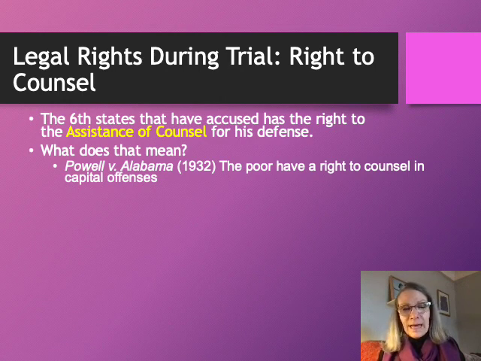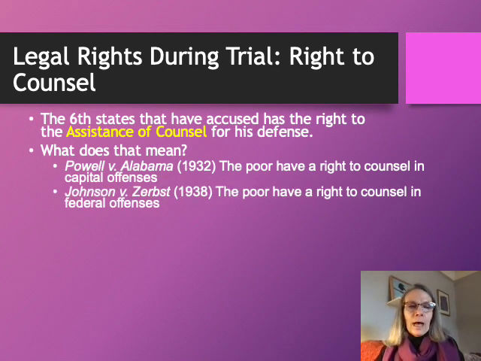And what the court said is that in certain circumstances, you do have a right to counsel. And in this circumstance, the poor did have a right to counsel in capital offense cases. And at that time, you could get the death penalty for being found guilty of rape. Okay. So first, you had a right to counsel, but it had to be for a really, really serious offense where you could get the death penalty, and also you needed to be poor.